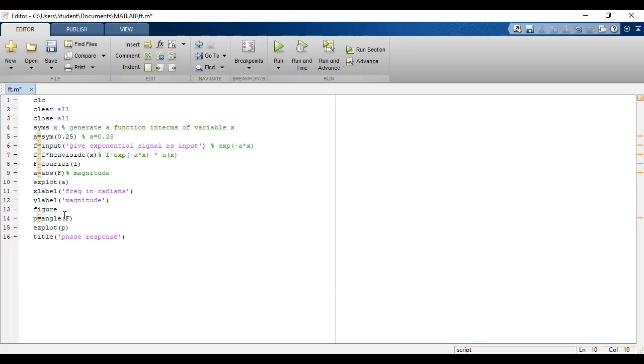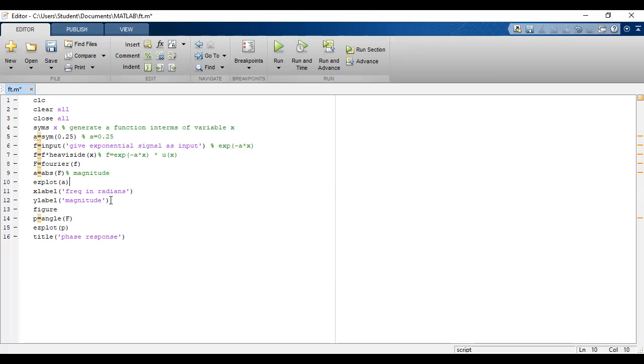Figure. And now I am going to create one more figure window for phase response. These instructions are for phase response. P equal to angle of this transformed signal capital F. Again EZ plot of P. Phase is going to be in radians on y-axis. On the x-axis, frequency will be there, again frequency in radians.